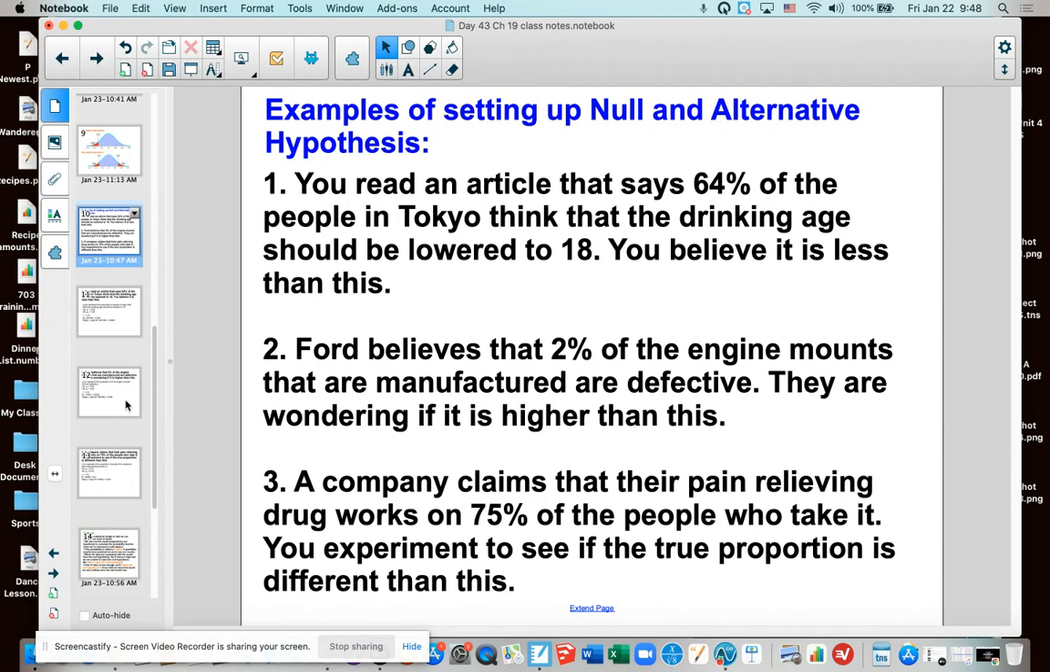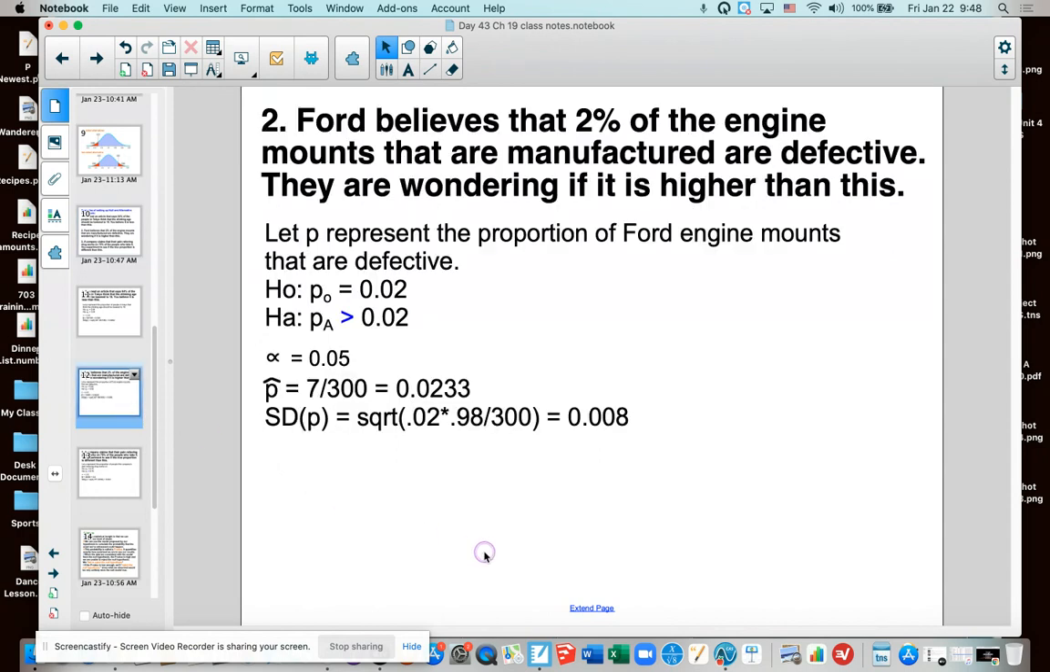Okay, so after you paused and you've tried this on your own, Ford believes 2% of the engine mounts are manufacturer defects. You wonder if it's higher than this. So this is how I would set it up, right? Define your variable, Ford engine mounts that are defective. Your null is the claim of 2%. You think it's higher than that. Notice I'm using the greater than symbol now. And I'm going to keep my alpha, or my significance level, at 5%. And from my sample, now I just made up a sample. You have to make up your own sample because they didn't really give us that. But let's just say I got 7 out of 300. I went and I randomly selected 300 engine mounts and tested them to see if they were defective, and I got 7 out of the 300 that were defective.